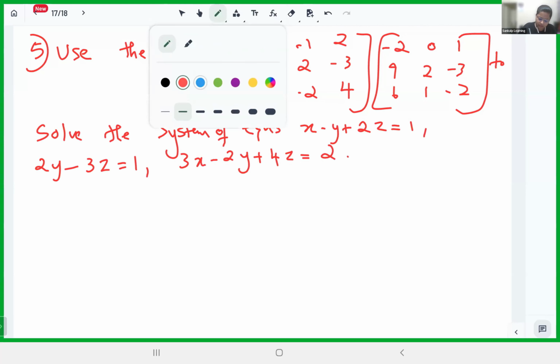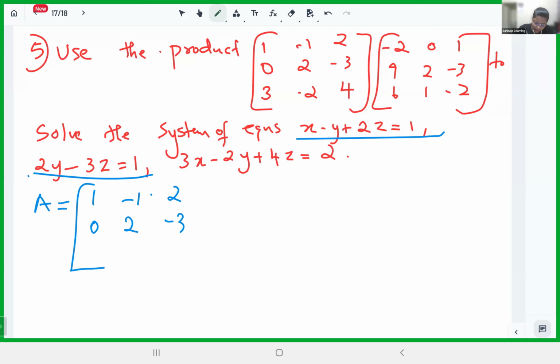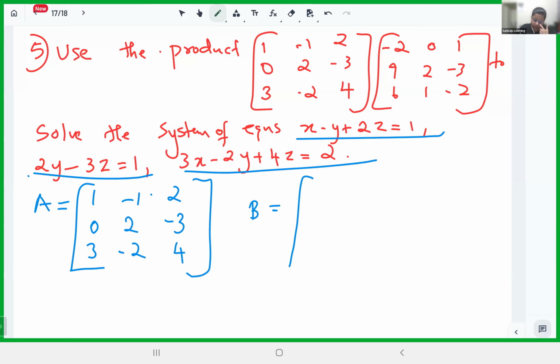Okay, so these are our linear equations. So A is equal to, this is the first equation, so write the coefficients of x, y, and z. So it is 1, minus 1, 2. And the second one is 0, 2, minus 3. And the third equation is 3, minus 2, 4. So this is our matrix A. From the system of linear equations, we have got the matrix A. And what about B? B is equal to 1, 1, 2. And what is X? It is a matrix of unknown values, X, Y, Z.